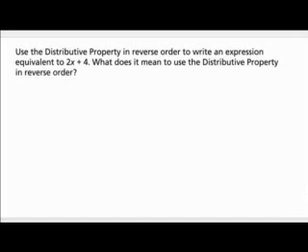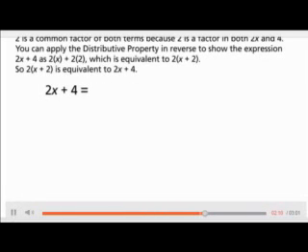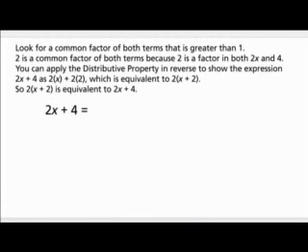Use the distributive property in reverse order to write an expression equivalent to 2x plus 4. What does it mean to use the distributive property in reverse order? Look for a common factor of both terms that is greater than 1. 2 is a common factor of both terms because 2 is a factor in both 2x and 4.